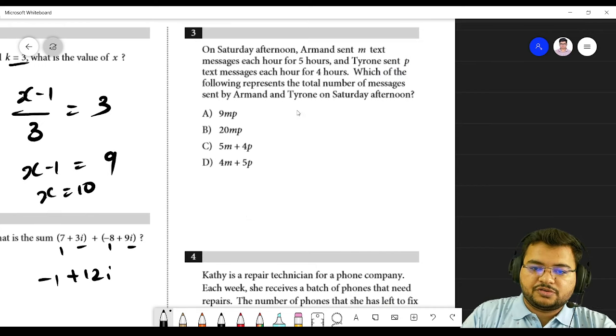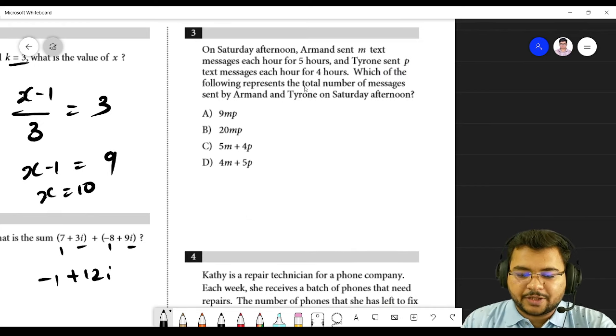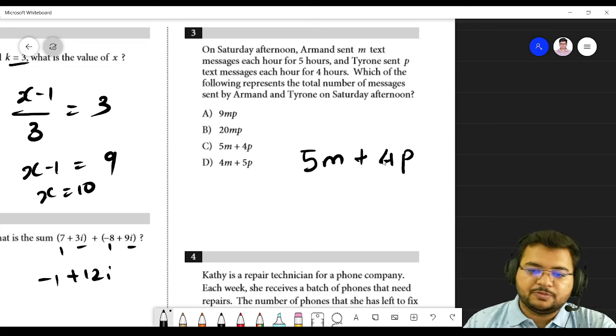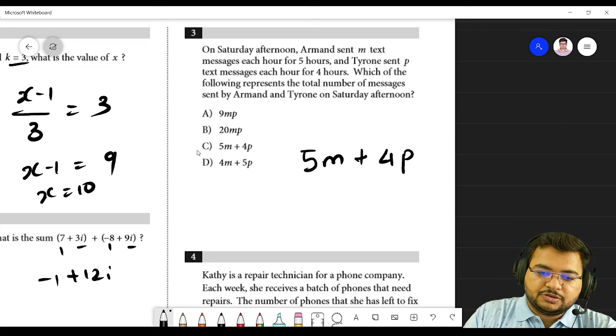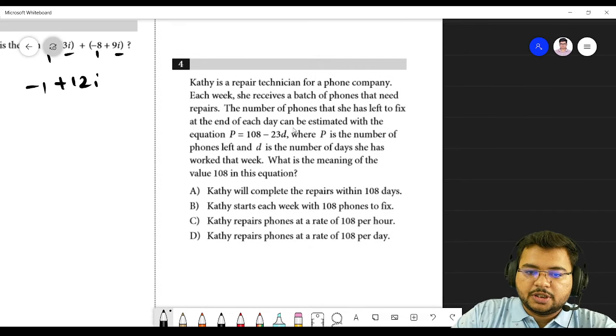Now third question is, okay, it's a language question. So it says m text messages each hour for 5 hours, so it will be 5m, and Tyron sent p text messages each hour for 4 hours, so it would be 4p. Which of the following represents the total number of messages? The total number of messages will be 5m plus 4p. That is the C option. Okay, now we'll go ahead.